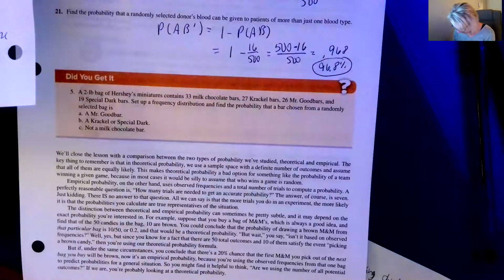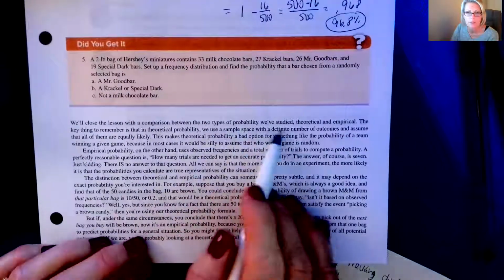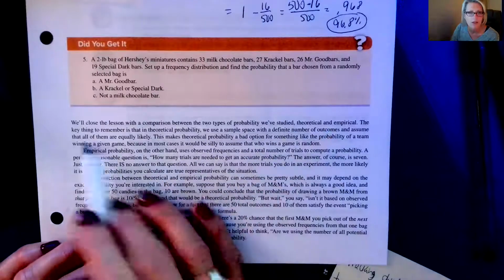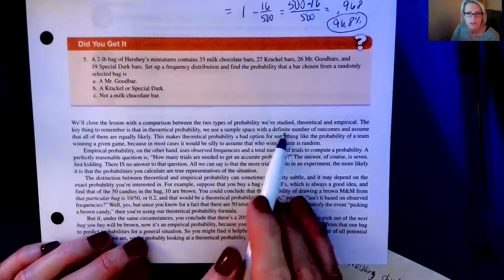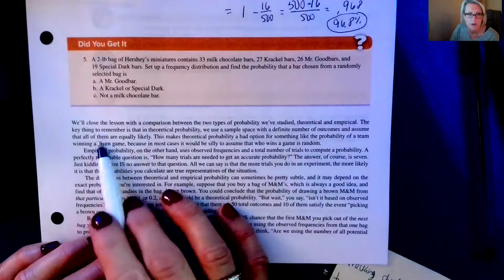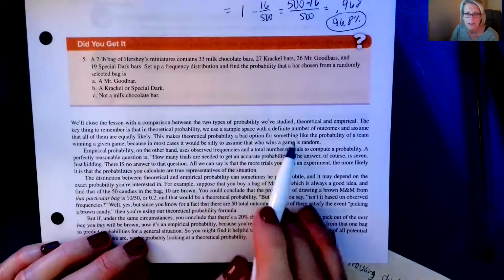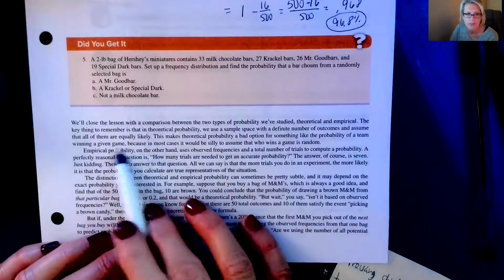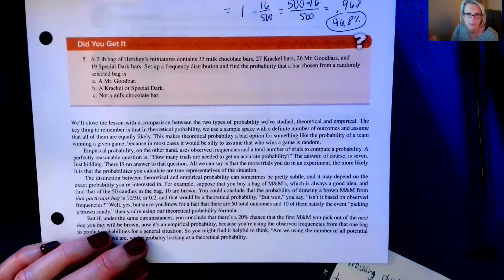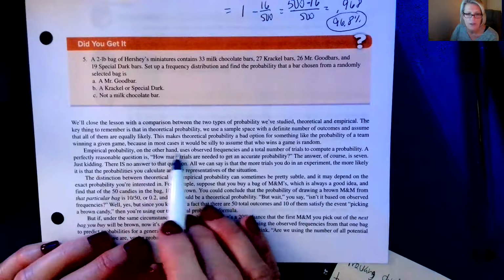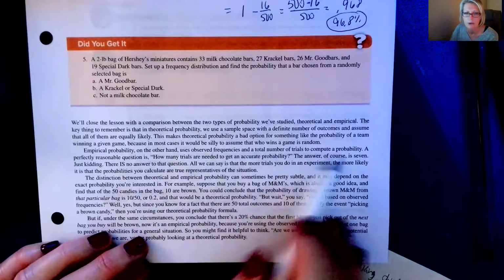Okay. So it says we're going to close the lesson with a comparison between the two types of probability we've studied, theoretical and empirical. The key thing to remember is that in theoretical probability, we use a sample space with a definite number of outcomes and assume that all of them are equally likely. This makes theoretical probability a bad option for something like the probability of a team winning a given game, because in most cases, it would be silly to assume that who wins a game is random. Empirical probability, on the other hand, uses observed frequencies and a total number of trials to compute a probability.